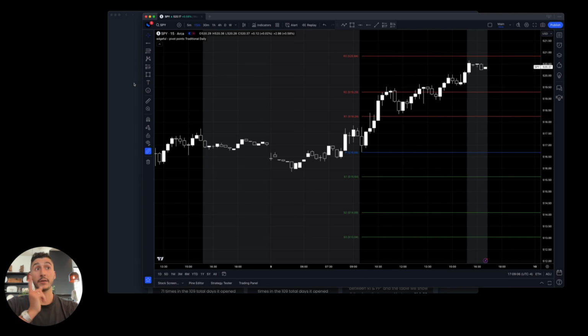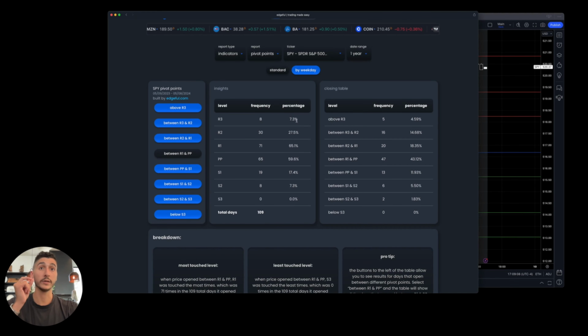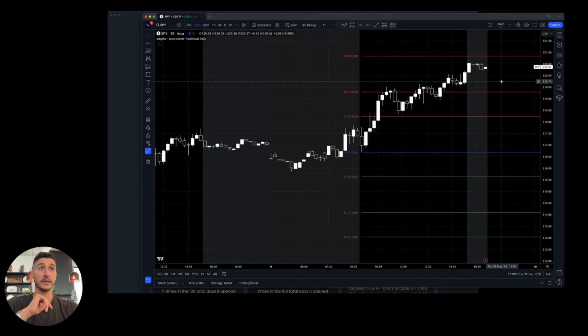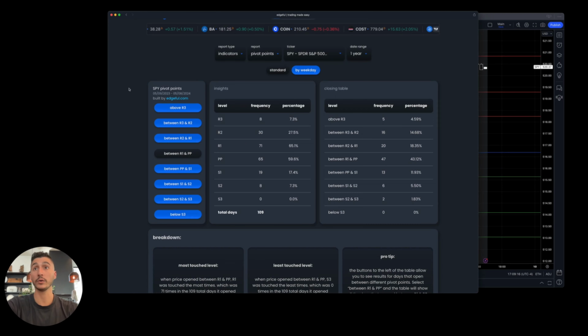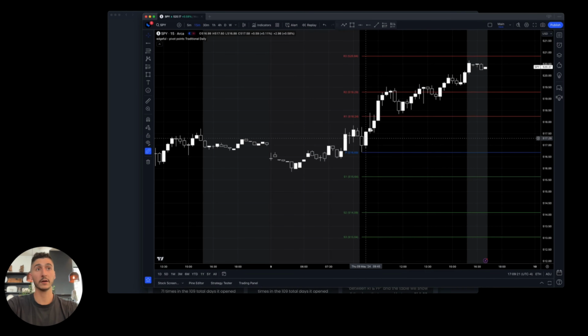But R3, now this is important, R3 only gets touched 7% of the time, and in this case, it did not get touched. So R3 is all the way up here, very unlikely for it to get touched, only happens 7% of the time. So how do you maximize your trade here? You target here, you can leave runners, but you don't want to target all the way up here to R3.